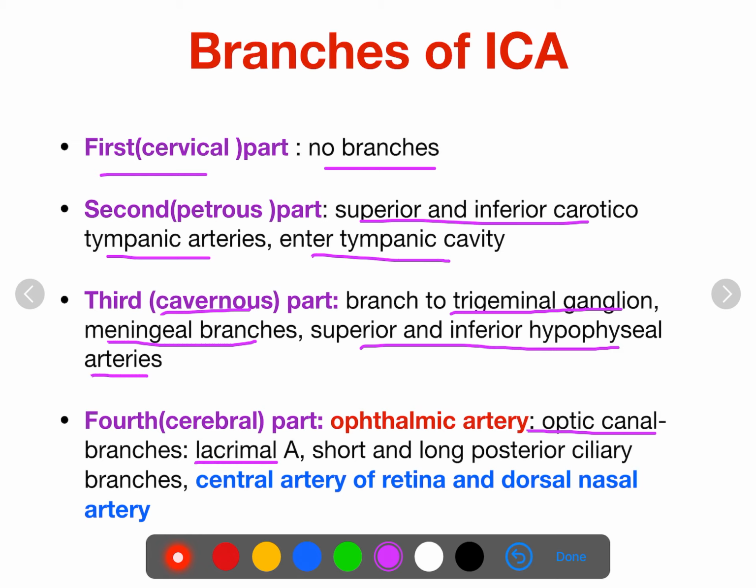The branches are the lacrimal artery, the short and long posterior ciliary branches, the central artery of the retina, the dorsal nasal artery, supratrochlear and supraorbital. The dorsal nasal branch anastomoses with the facial artery, so it forms a communicating channel between the internal and external carotid arteries. The central artery of the retina passes within the optic nerve and reaches the central part of the optic disc.